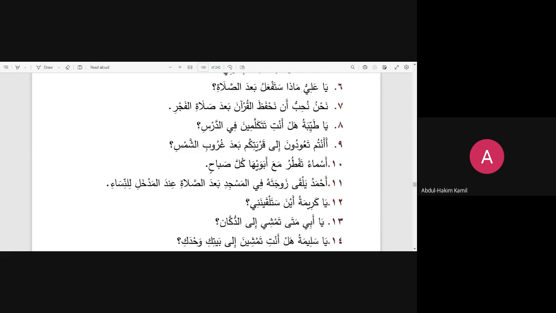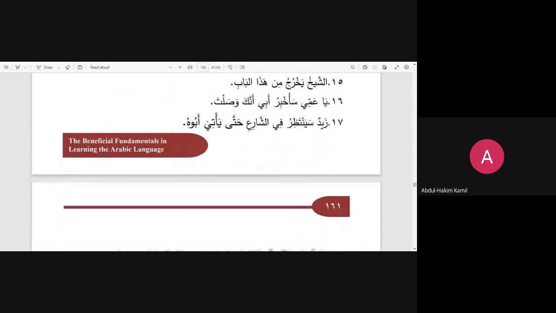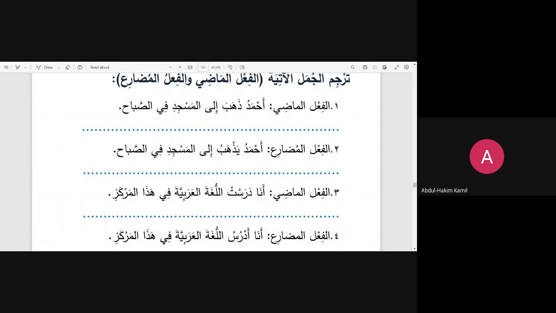كل صباح. يا أبي متى تمشي إلى الدكان؟ يا أبي متى تمشي للدكان؟ يا أبي متى تمشي إلى الدكان؟ سبحان الله. نعم.